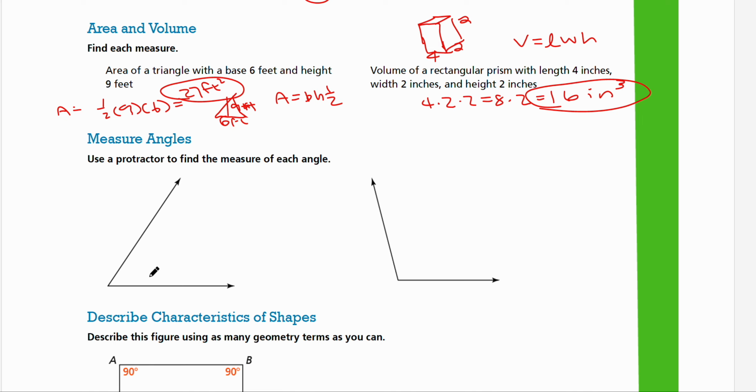Let's look at angles here. If you have a protractor, you can measure it, right? Using a protractor, I can't show you my protractor, but using a protractor, you should be able to measure this angle, which is going to be 55. If you measure this angle, you know that this is 90 degrees, right? This is 90 degrees, and it's a little bit over 90 degrees here. And if you have a protractor, you'll see that it's 105 degrees.